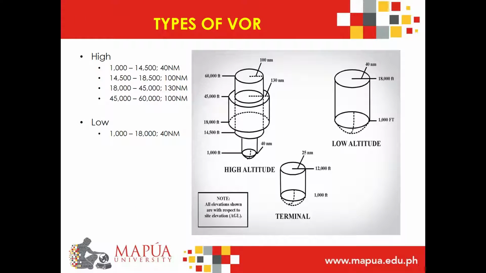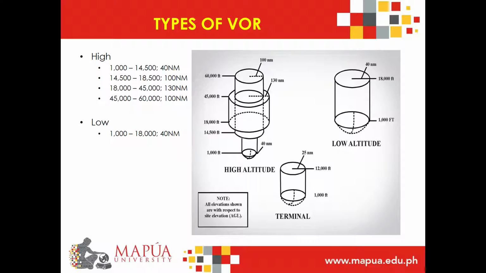I will now discuss about the types of VOR. As you can see in the figure, there are three main types of VOR, which are the high altitude, the terminal, and the low altitude. There is a note on the picture saying all elevation zones are with respect to the site elevation, which is the AGL. First, terminal is from 1,000 feet above ground level up to and including 12,000 feet AGL at radial distances out to 25 nm.